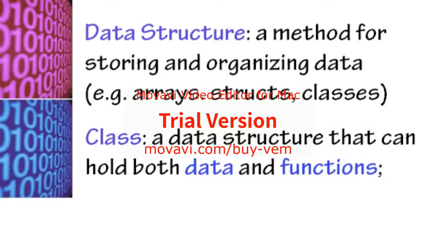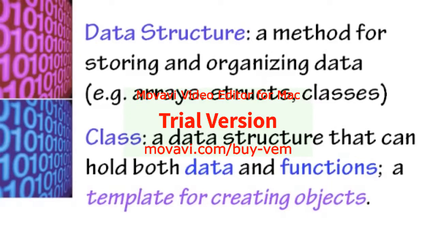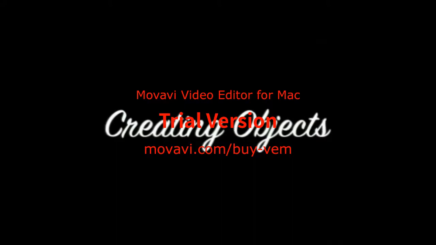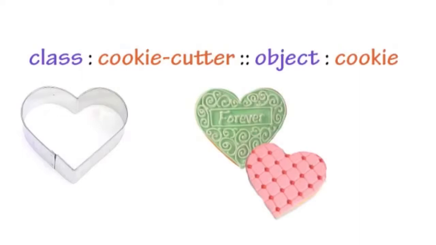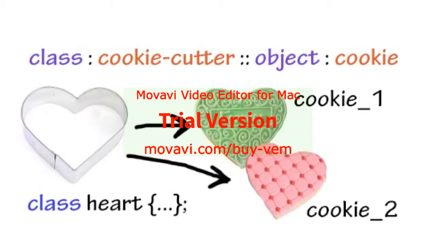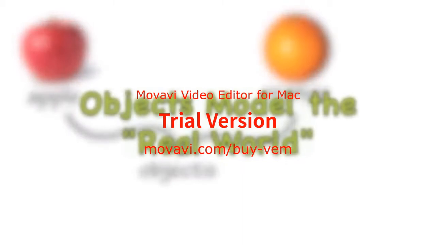A class is a kind of data structure that can hold both data and functions, and data of different data types, unlike an array. You can think of a class as a template for creating objects. The class itself isn't a real object, but the class can produce objects. So you can think of it as a cookie cutter creating cookies as an example. There can be one class, but that class could have many instantiations. Each object has its own individual identity.